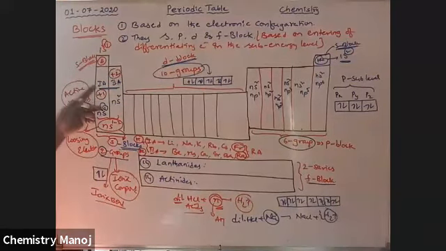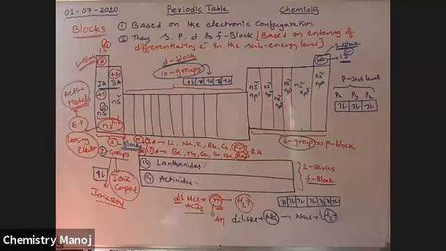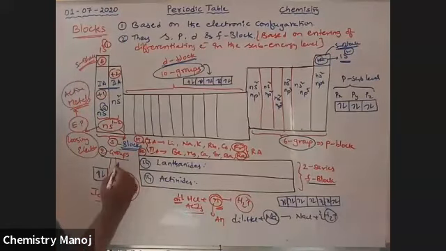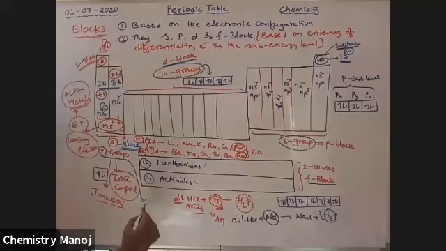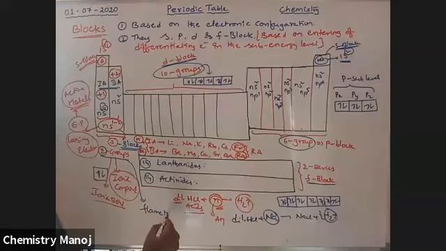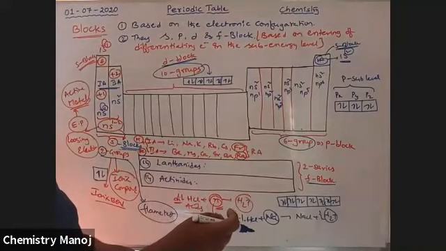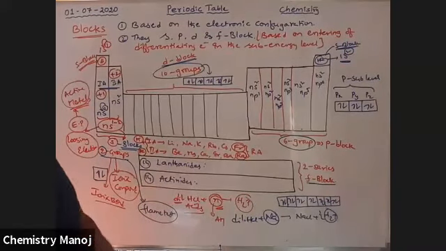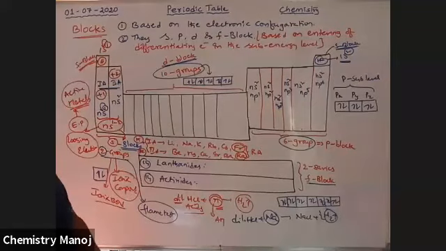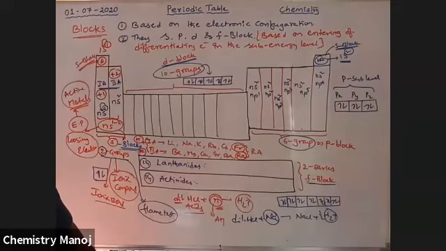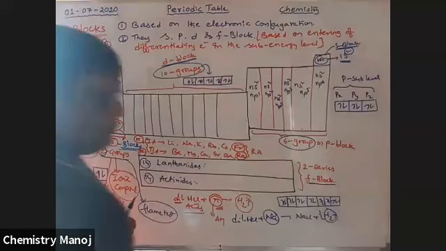Next, all these are electropositive. They also give a flame test. All S block elements give a flame test. Flame test means that when a salt of these elements is placed in a flame, they give different colors. Flame test means, see here, I'm writing.